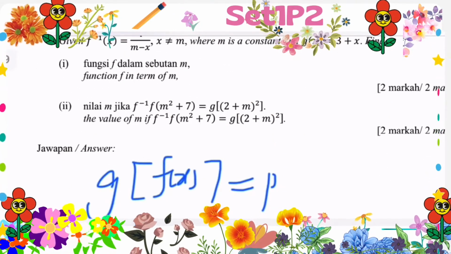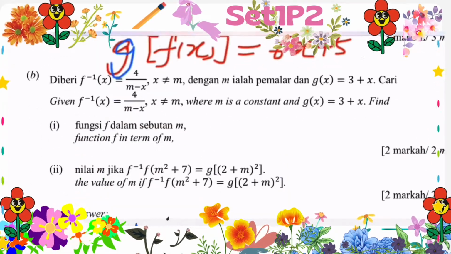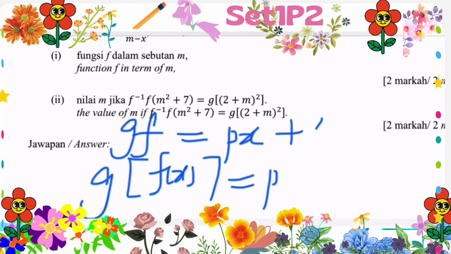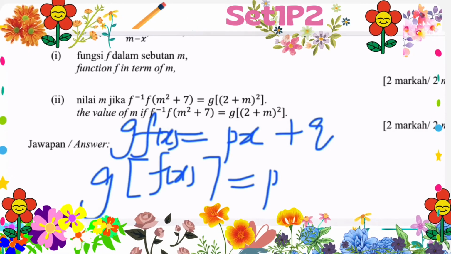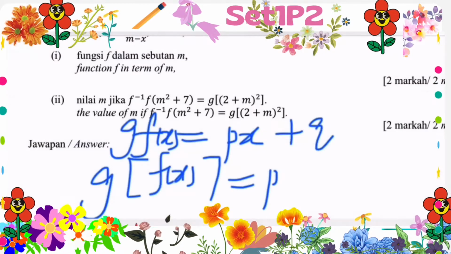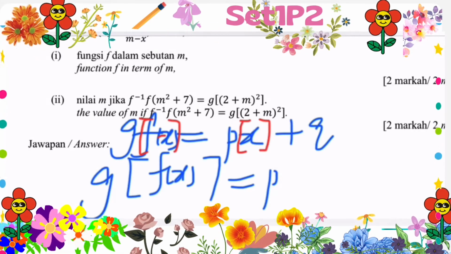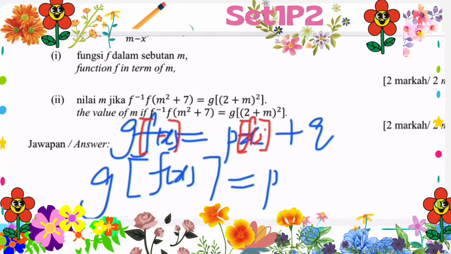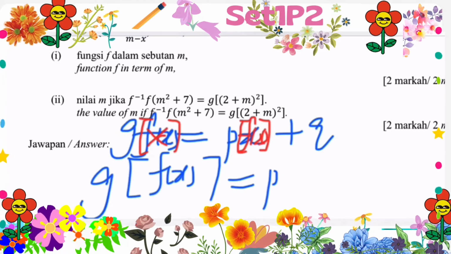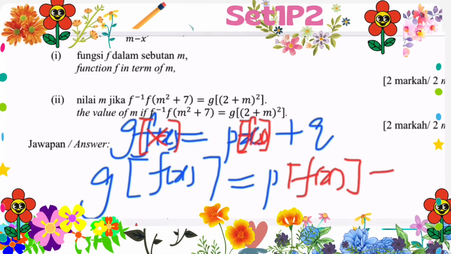Let me show you how I do it. From the function g, this is px + q, so I write down gf(x) = px + q. Actually, this x is an object. So if you substitute an object here, you have to substitute f(x) into here, because it was given g(x). Now you want to substitute with the object f(x), so here you put in f(x), plus q.